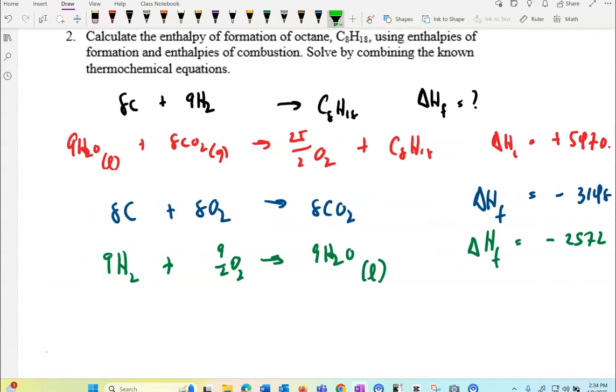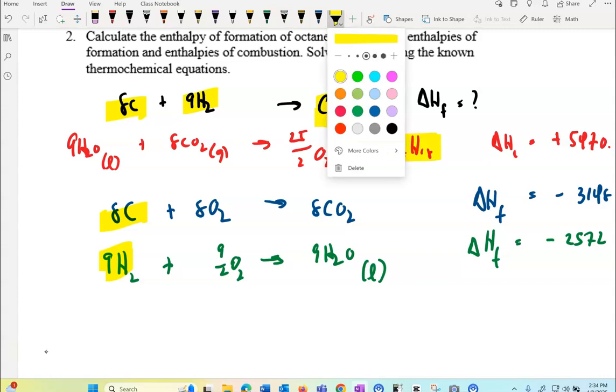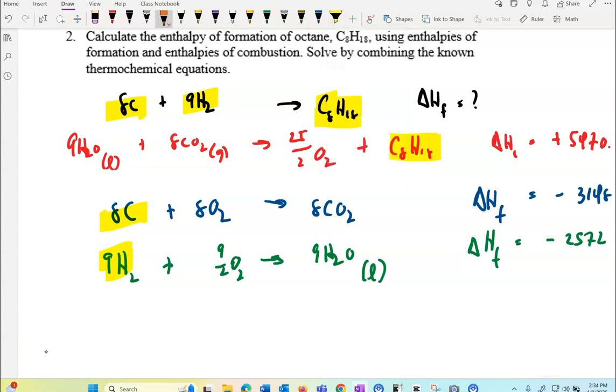Okay, let's see if everything lines up like it should. 8 carbons as a reactant, 8 carbons. 9 H2s as a reactant, 9 H2s as a reactant. 1 molecule of C8H18 as a reactant. I'm sorry, as a product, and it looks like everything is lining up like it should. Everything else should cancel. So 9 molecules of liquid water gets produced and used up in this equation. 8 molecules of CO2 gets produced and used up in this one.